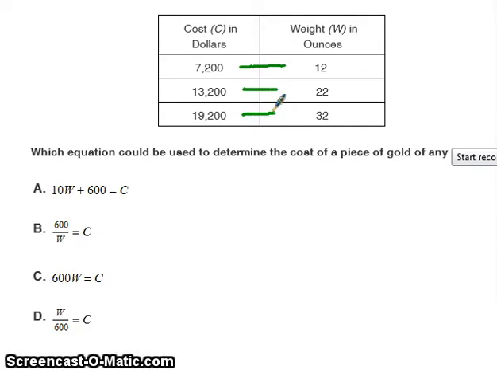It looks to me, and I can use a calculator to confirm my thoughts, but I know that 72 divided by 6 would give me 12, because I know my multiplication facts. So I'm thinking from C to weight that I'm dividing by 600. That's just my guess, so I'm going to check it all the way down my table. 72,000 divided by 600. That is 12. That one checked out.